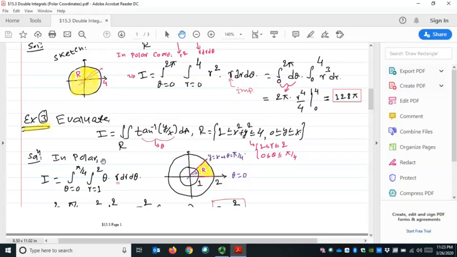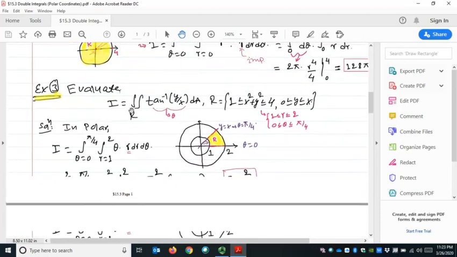So let's rewrite the double integral in polar coordinates. In polar coordinates, our r limit is from 1 to 2, and theta limit is 0 to pi over 4. So the double integral is the theta integral over theta equals 0 to pi over 4, and the r integral where r limits are 1 to 2, and then tan inverse y over x is in polar coordinates simply theta, and the dA is r dr d theta.